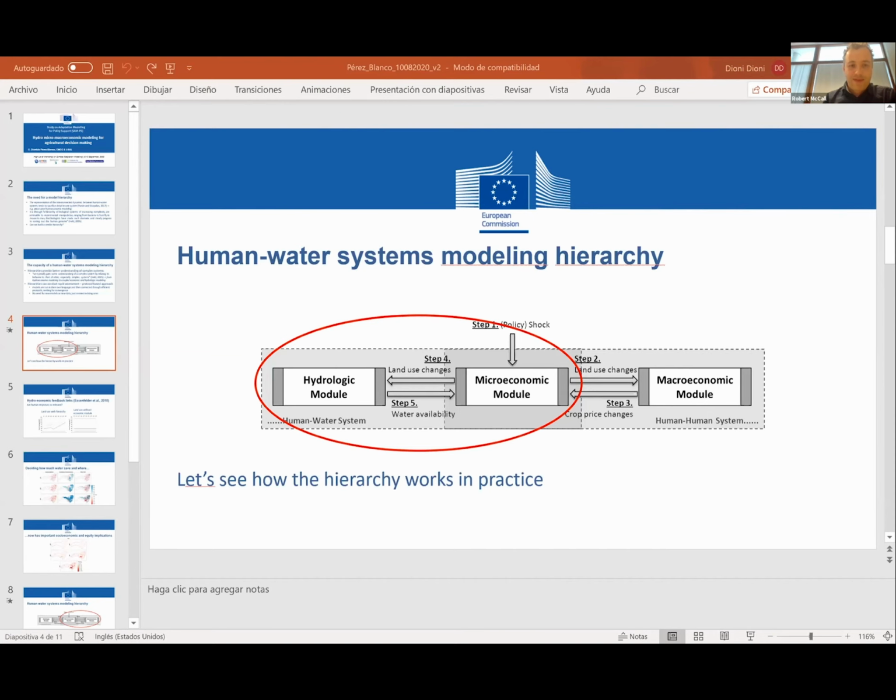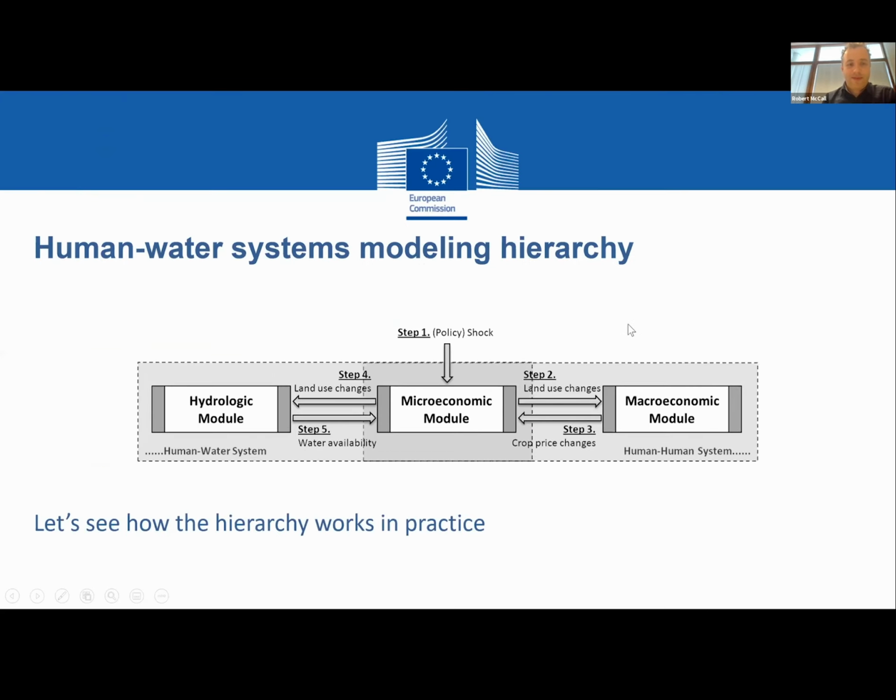Sure. It should be working now. Is it working now? Yes, we can see. Okay, perfect. Do you see my screen now? So the PowerPoint? Yes, I can see. Okay. Water systems modeling hierarchy. Okay, great.